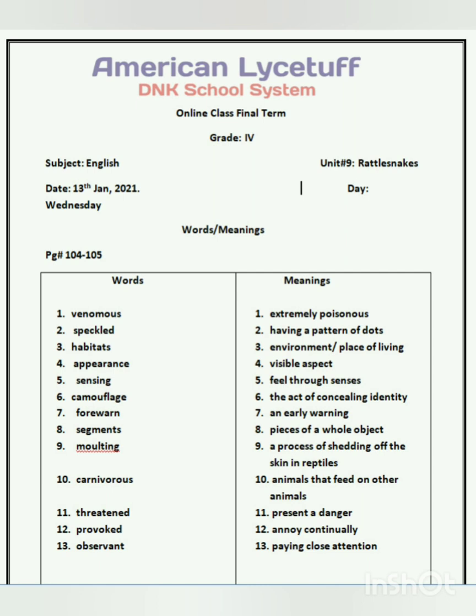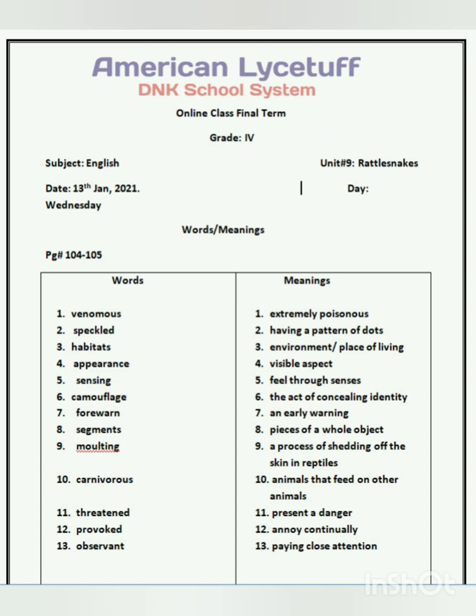Now, talking about some difficult words along with their meanings. Here we have done the word meanings. I have also made you write down the dictation words, the difficult words in your book. You have done it in your notebooks. Now we will talk about the word meanings. The first word is venomous. We have read it just today, and it means extremely poisonous. The second one is speckled, which means having a pattern of dots. So a speckled snake is the type of snake which has a pattern of dots on its body, on its skin. Then we have the third word, habitat.